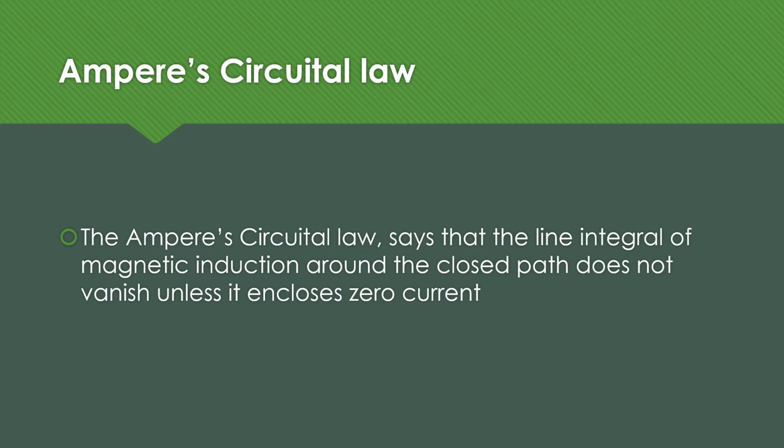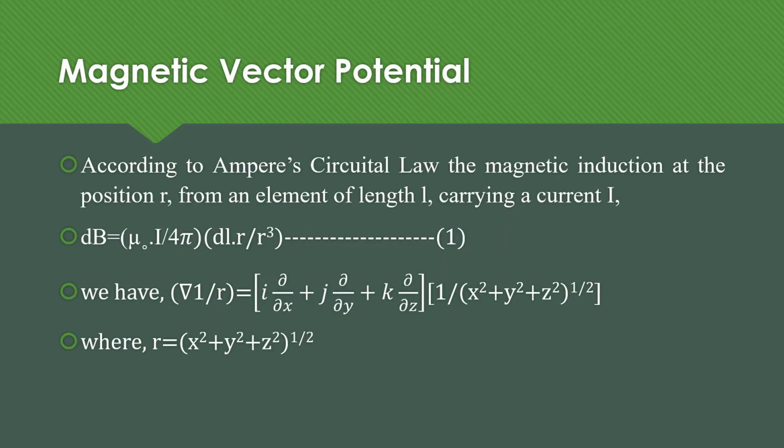Because of this shortcoming, it is not generally possible to derive magnetic field B from a scalar potential. And that's why vector potential exists, from which we can derive B, that is the magnetic field. So let us see the derivation.